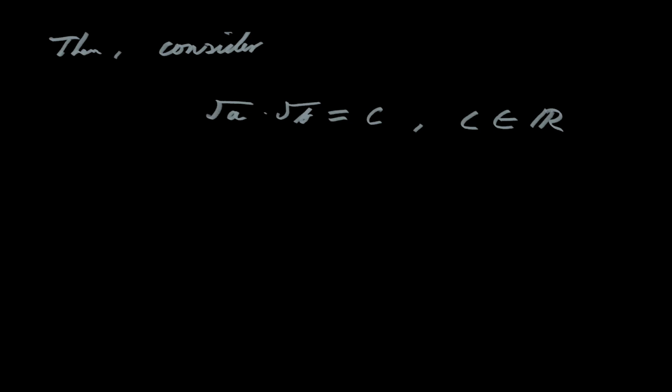Now consider what happens if we were to square both sides of the equation. We'd have to put the left-hand side of the equation in brackets because we're squaring everything on the left-hand side. We're also squaring everything on the right-hand side. We have to do that to keep the equation balanced, but that's just going to be c squared.